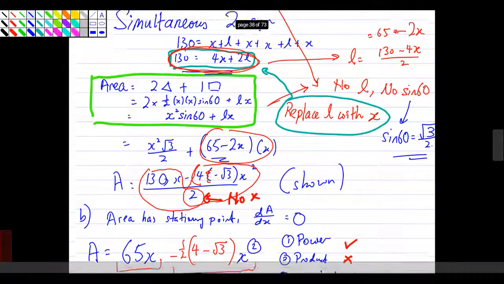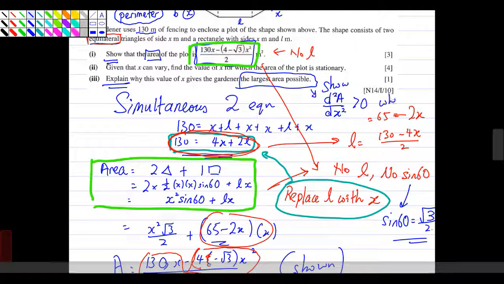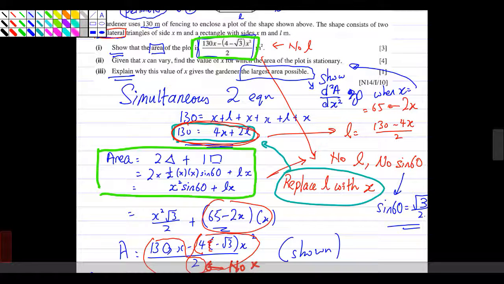Now the last 1 mark. What is the question asked? Explain why this value gives the largest area possible. So what does the largest area possible mean? Explain. That means they want you to show. Show what? Show that d squared A over dx squared is more than 0 when x equals the stationary value. Can follow? Oh, I'm sorry. Less than 0 because maximum, largest area. So easy or not?